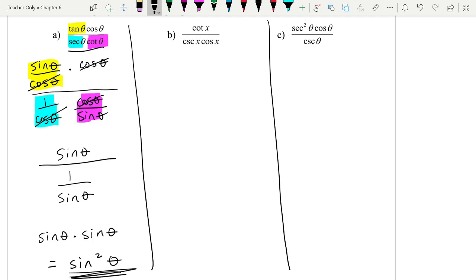Okay, let me try to catch up to you now. Cotangent is cosine. Oops, it's an x, not a theta this time. And cosecant is 1 over sine. And cosine is still just cosine. So I have the cosine of x on top, and I have 1 times anything is itself, cosine of x over sine of x.